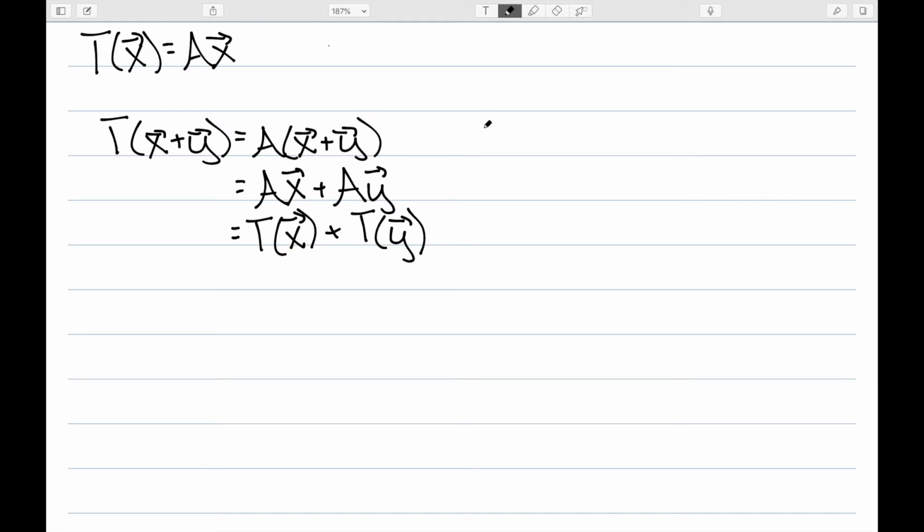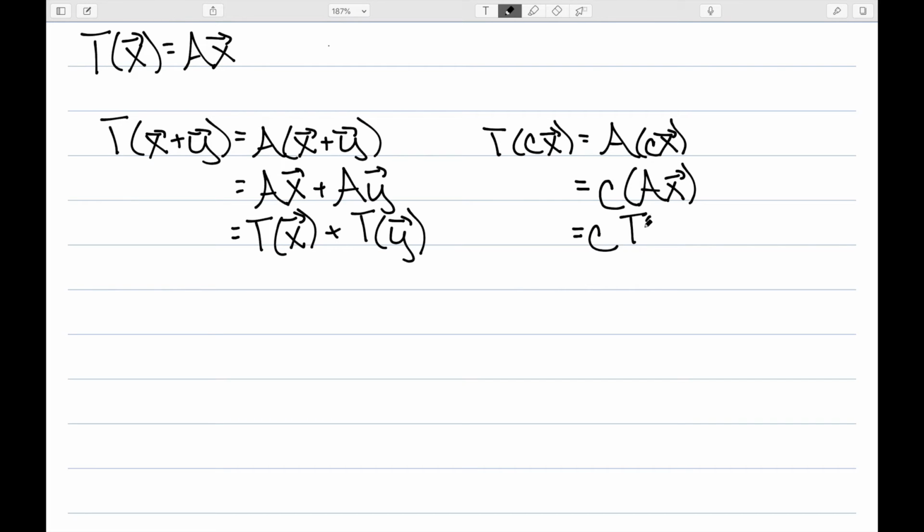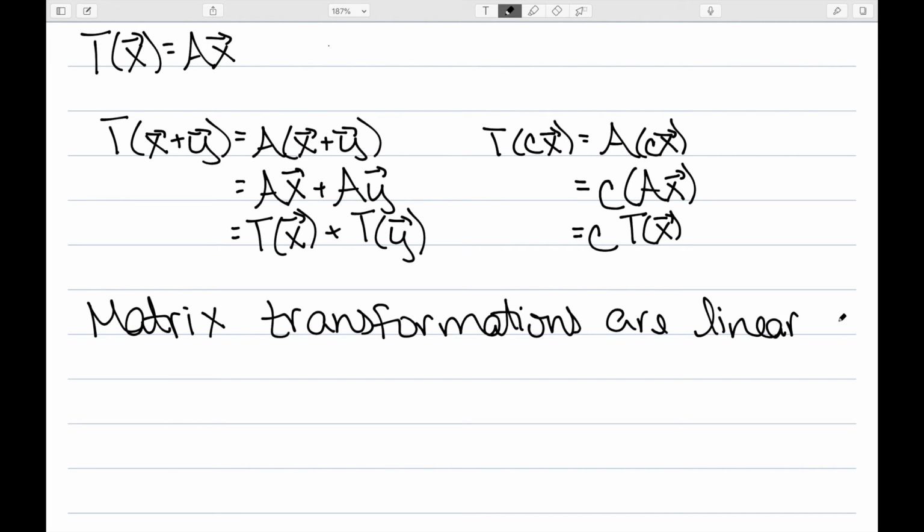On the other hand, if I want to look at T of cx, this would be A times cx. And once again, when we defined matrix multiplication and scalar multiplication, we talked about how we can factor out scalars, multiply them first or second. So this would be c times T of x. So these matrix transformations are linear. And this is going to be a really nice property for us to have.